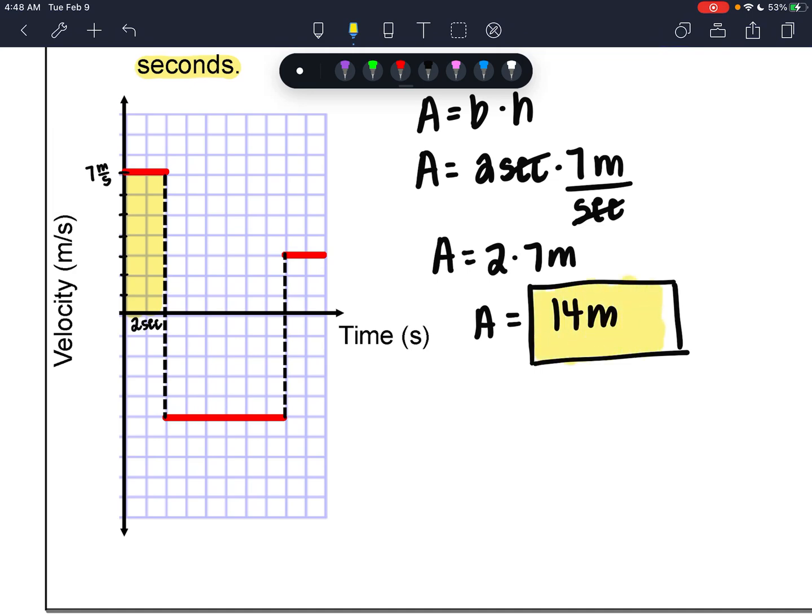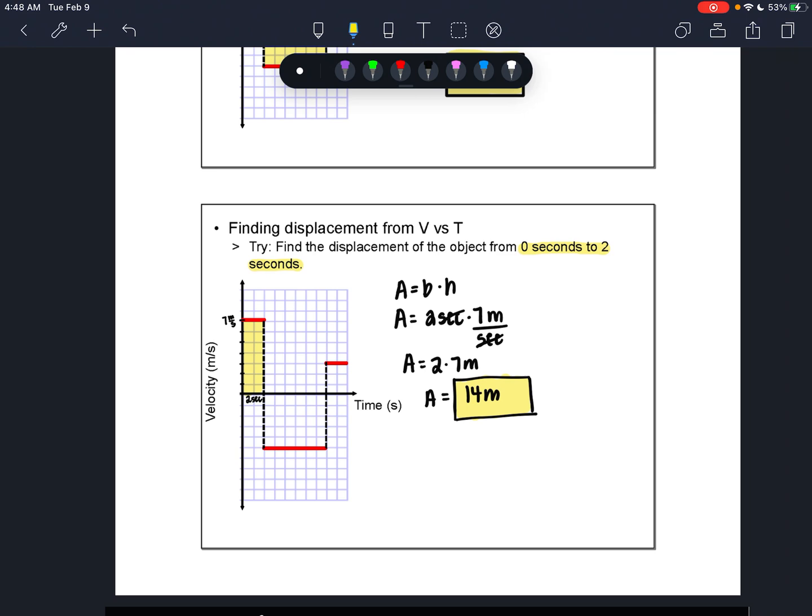Da, da, da, da. That concludes the try, and thus the last problem of the notes. Congratulations, you made it through all 3 parts.